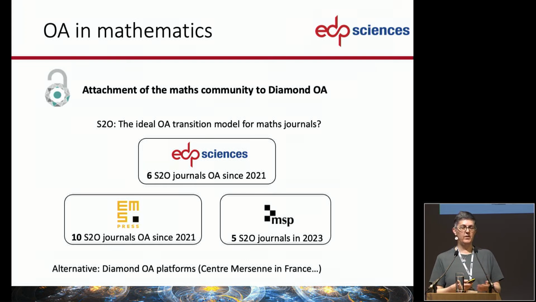We were talking about indexation this morning. We're talking about the different preservation of content and so on that publishers can do. That's what they do. That's what our business is. If not, then these journals would tend to go towards diamond open access platforms, which may or may not have the same amount of services available to them. So that's open access or subscribe to open in mathematics.